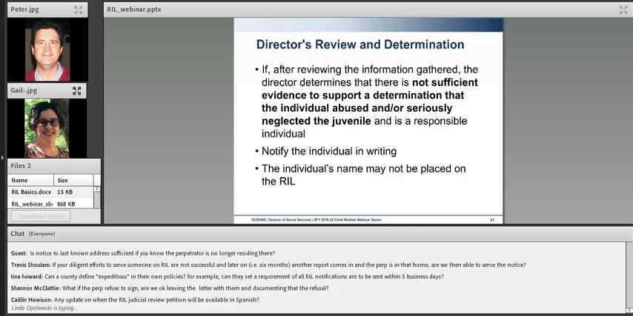We have heard that during the course of some RIL hearings, judges have been ordering directors to reverse their case decision, which is problematic, and there's some debate as to whether or not a judge can do that legally. So let us know if that happens. It's a little concerning.